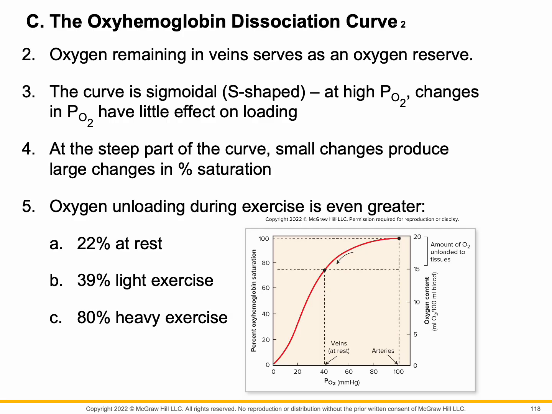So you'll notice when you have a partial pressure at 40 millimeters of mercury of oxygen, then the percent oxyhemoglobin saturation is going to be 75. When it's 100 millimeters of mercury of oxygen, then the percent saturation is also 100. On the horizontal axis, point 40 is labeled veins at rest. Point 100 is labeled arteries. The distance between points 15 and 20 on the right vertical axis is the amount of oxygen unloaded to the tissues.